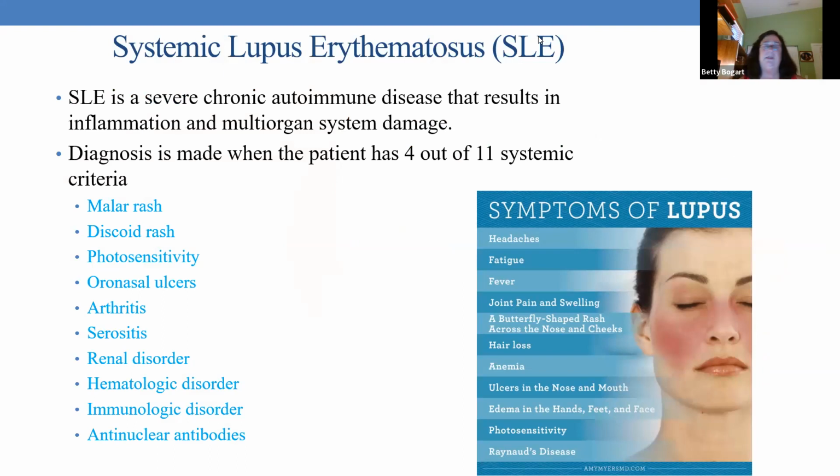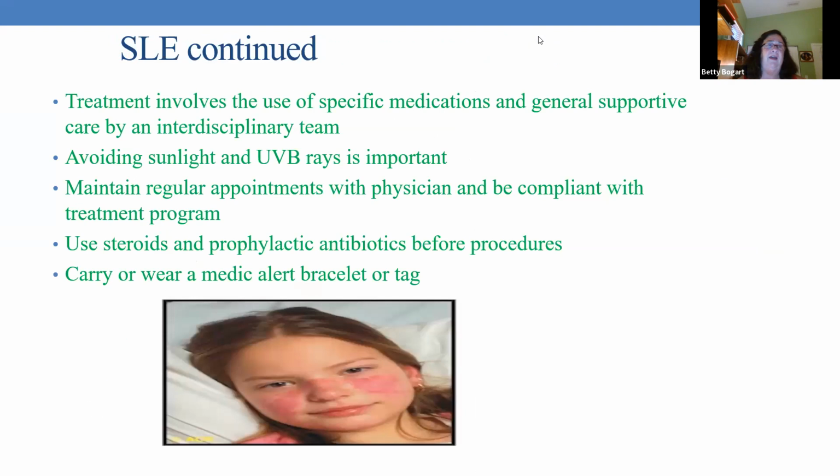Lupus, autoimmune disease. We know lupus is the butterfly rash. It's when the body attacks the organs and they are severely immunodepressed. One of the things with lupus that it's not said a lot is that these children, you must avoid sunlight. Very important that they not be out in the sun. They should have sunscreen on, and sun exposure should be minimized or they should go out later on. These children should have a medical alert tag to let people know, and they'll be on steroids and antibiotics prophylactically before procedures.